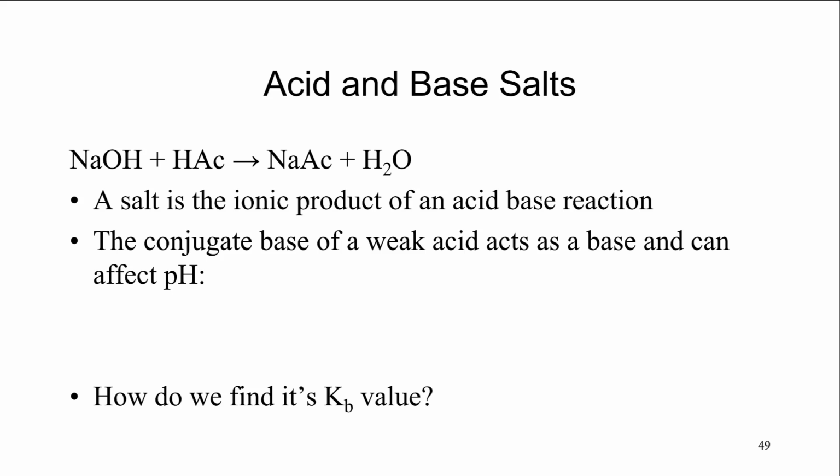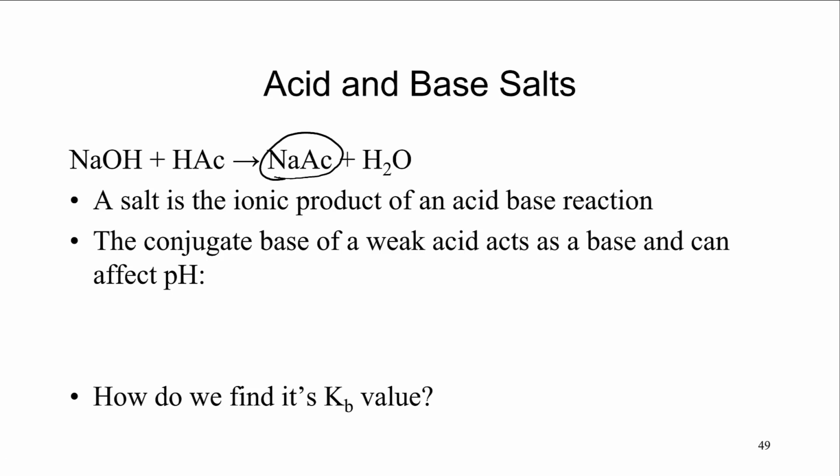Okay, so the next thing we want to do is look at how acid and base salts affect the pH of a solution. So just to go back over, a salt is the product of an acid-base reaction, and so it's an ionic compound like this. For example, if I take sodium hydroxide and acetic acid, I'll form sodium acetate and water. And it turns out the sodium acetate can have an effect on the pH. And this is how it does it.